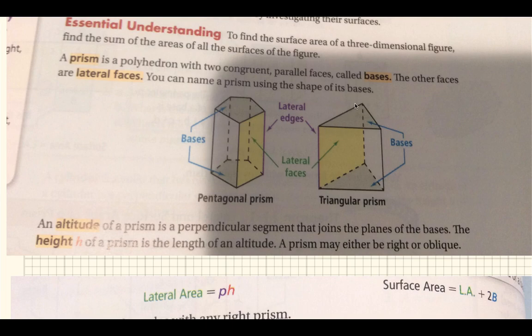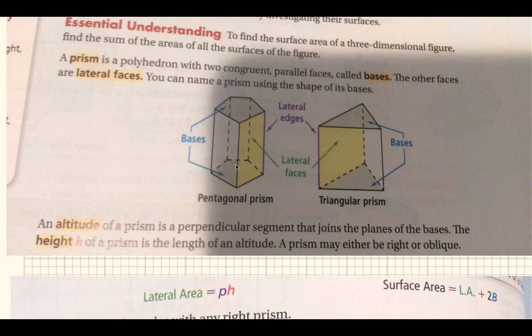This one over here, we have this triangle congruent to this triangle, so we refer to this one as a triangular prism. So those are the bases. Prisms are made up of those two bases, and then depending on how many sides those bases have, they'll have that many lateral faces, which are rectangular, and they're always rectangular for prisms. These rectangles make up the middle part of your prism.